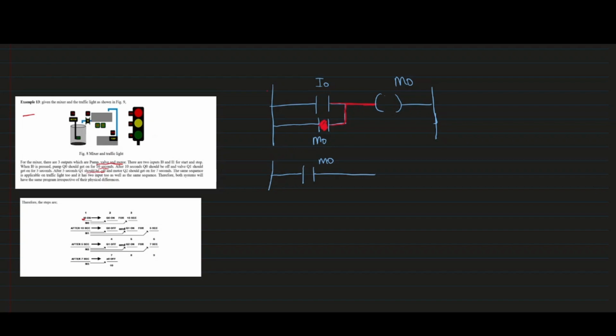Now, I forgot the I1, which is the stop signal, should also be included in the diagram, in the beginning of the diagram. Remember, it's a stop signal, so it's to be drawn as a normally closed contact. This is going to be for M0.